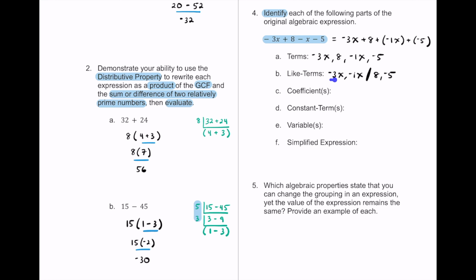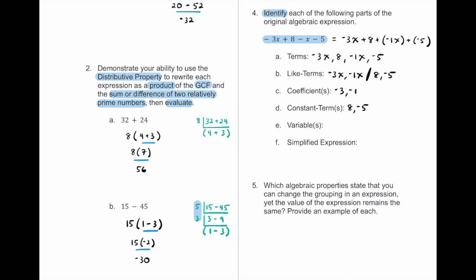Coefficients are just the numbers that are multiplied by variables. So we have negative 3 as a coefficient. We also have negative 1 as a coefficient. Keep in mind that negative 1, sometimes people forget. And then for our constant terms, these are just the terms that don't change in value. So 8 and negative 5 are terms that stay the same. So 8 and negative 5 are our constant terms.